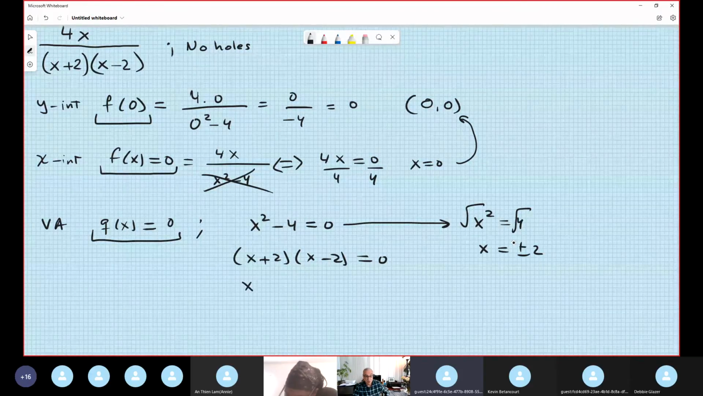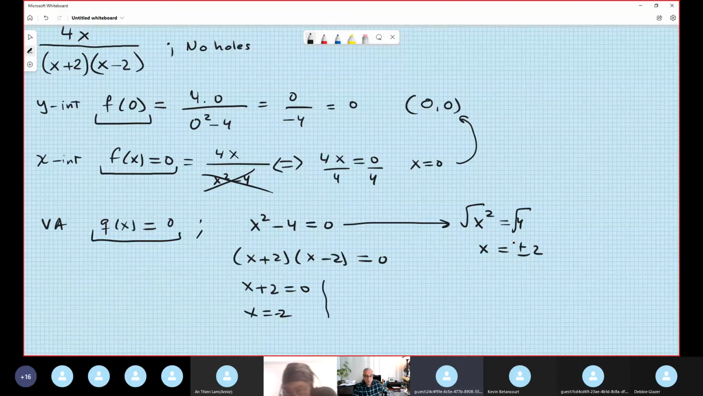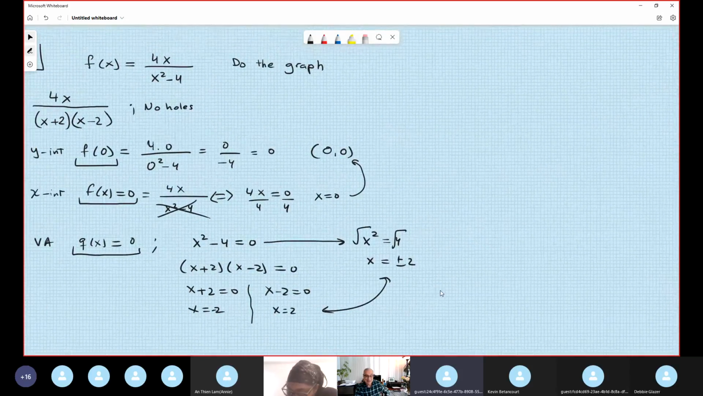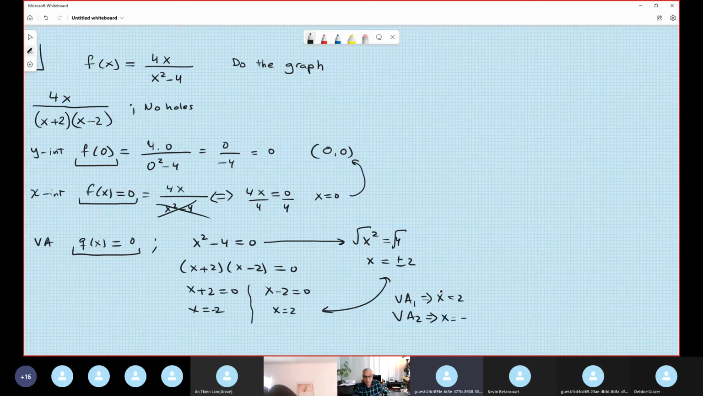By factorization, you have two linear equations: x plus 2 equals 0 and x minus 2 equals 0. X equals minus 2 and x equals 2, and we get exactly the same solutions. That means in our problem that we're solving now, we have two verticals. So vertical asymptote 1 is at x equal to 2, and vertical asymptote 2 is at x equal to -2.